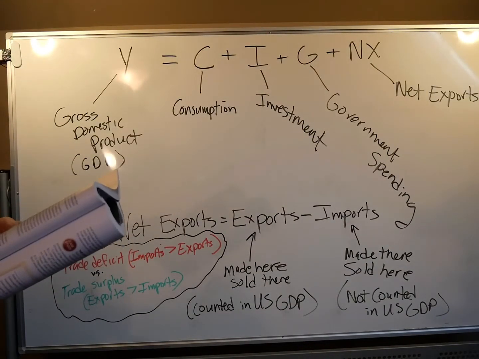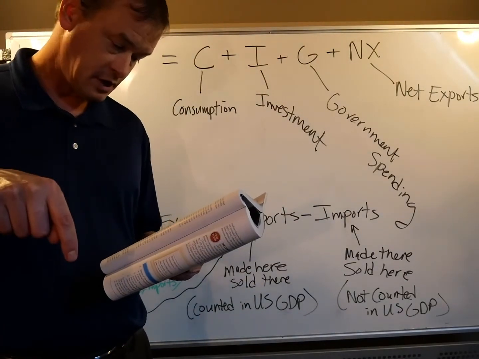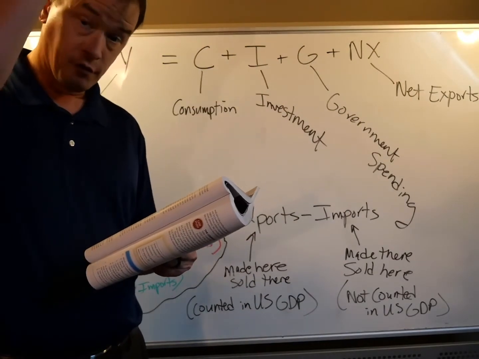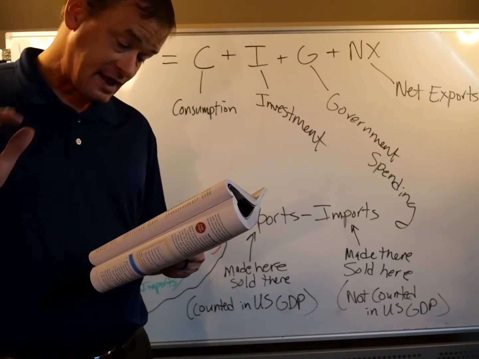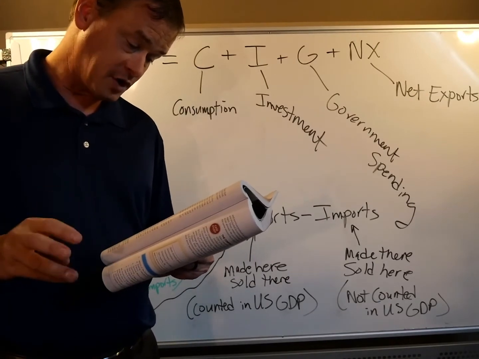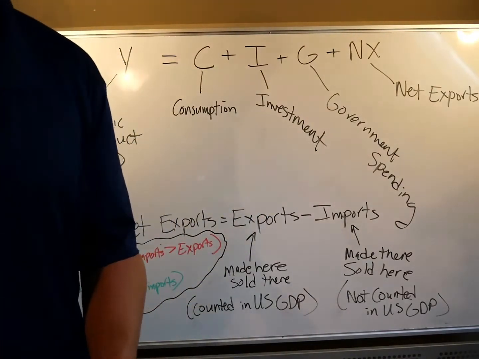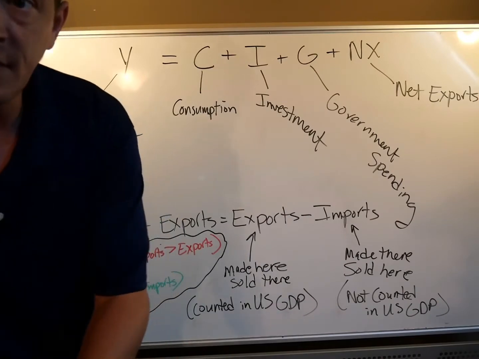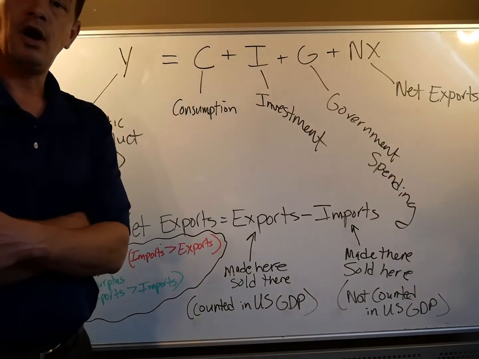Net exports are spending on domestically produced goods made here by foreigners over there, minus spending on foreign goods by domestic residents. So you basically have two different things here. Well, trade can make everyone better off. We've covered that in this course extensively, right? Trade can make everyone better off.